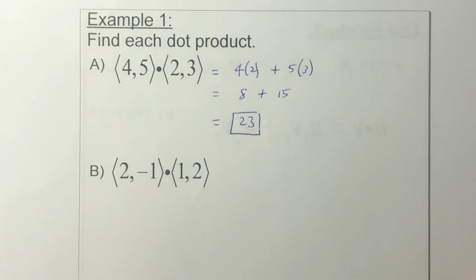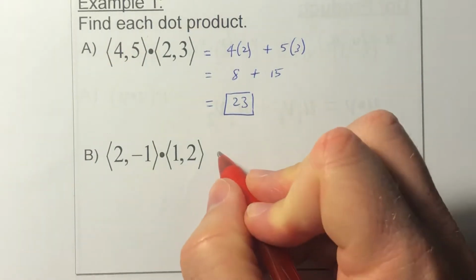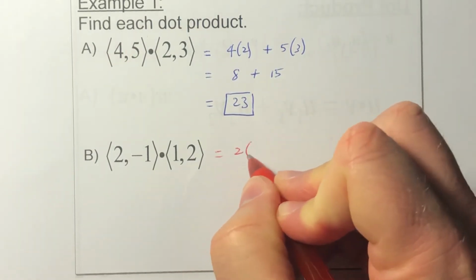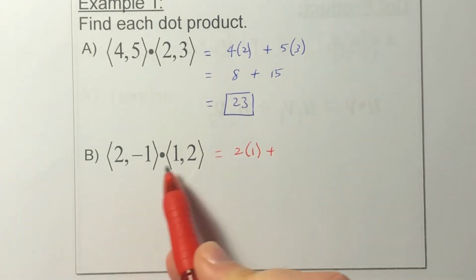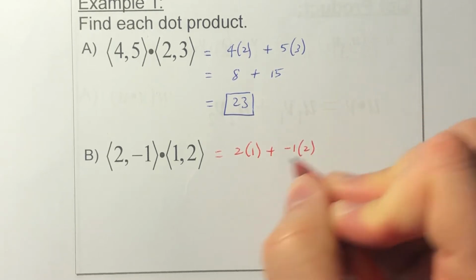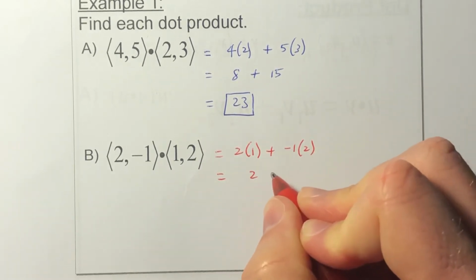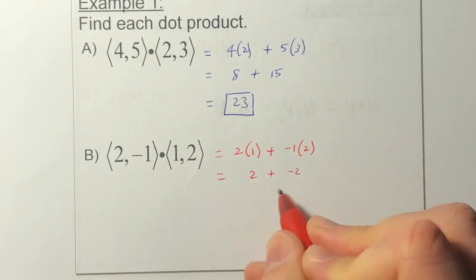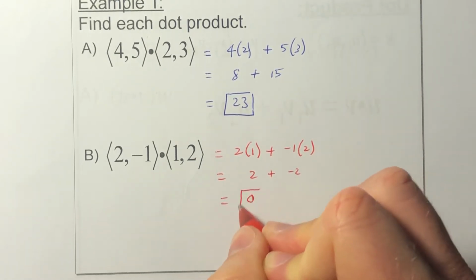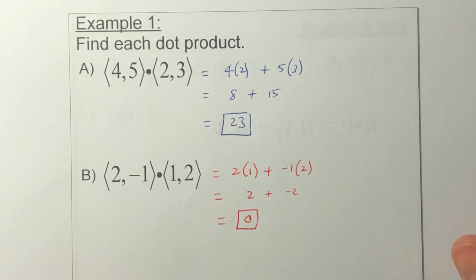If we look at letter B, multiply the first two guys, so 2 times 1, plus multiply the second guys, -1 times 2. -1 times 2 is -2, so 2 plus -2 is 0. That's the answer to that dot product.